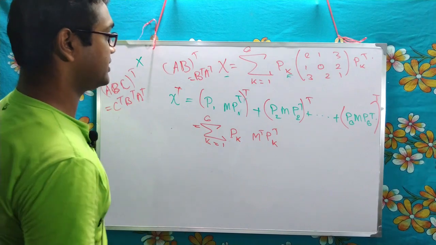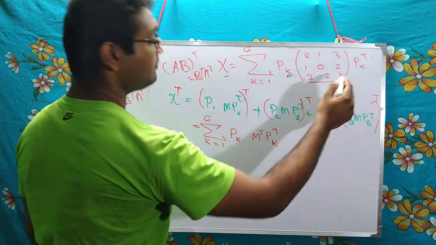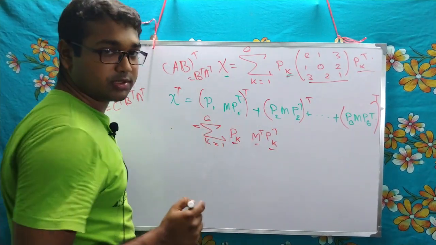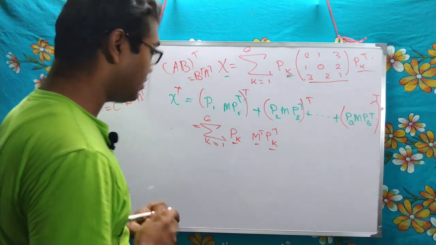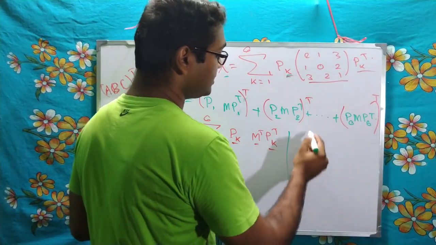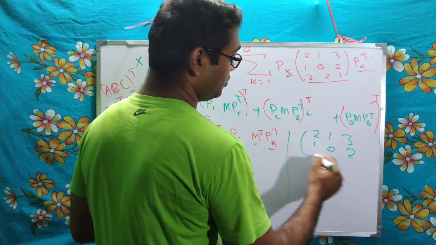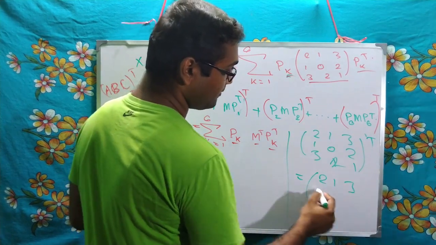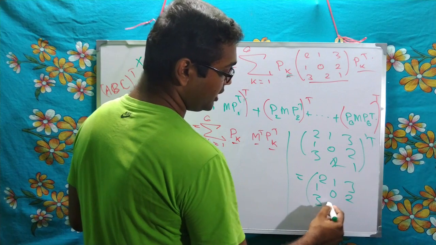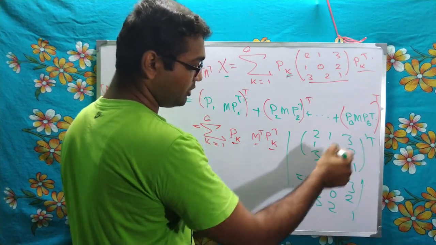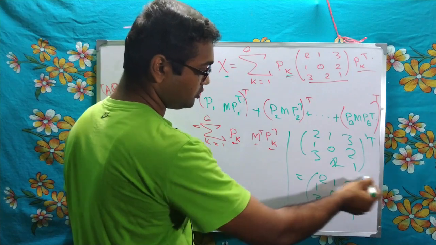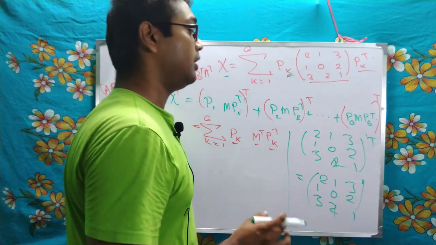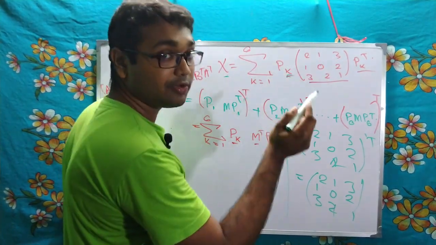Now see our original matrix. It is Pk, then the matrix M, then Pk transpose. So Pk and Pk transpose are okay. M transpose, that is what we are thinking about here. See what happens. Our M is this matrix. If I take the transpose, it will become this. Is there any difference between these two matrices? No. Actually, this is a symmetric matrix.